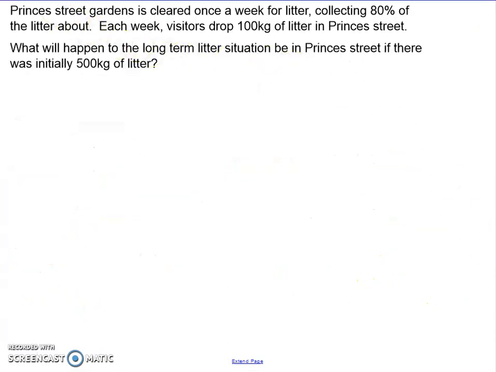Last one, Princes Street Garden cleared out once a week, 8%, 100 kilograms new added each week. There's our starter one. So the first thing we need to do is come up with a recurrence relation for this. So we need to know u_{n+1} equals A times u_n plus whatever our B is. And remember, A tells you what happens each year, and our B is the correction part.